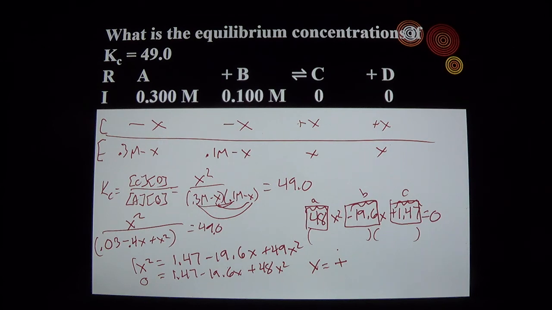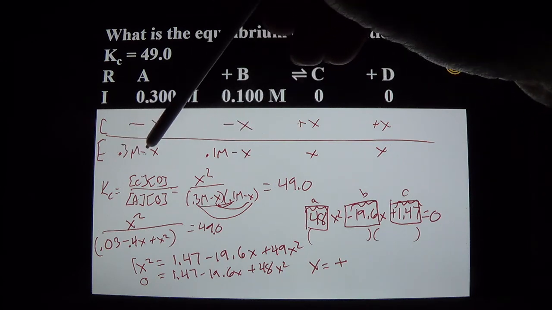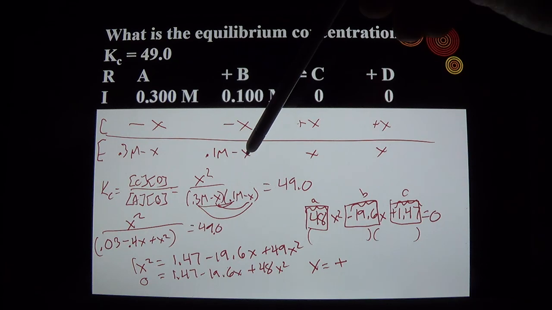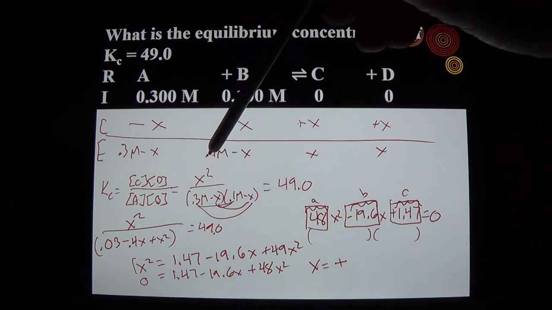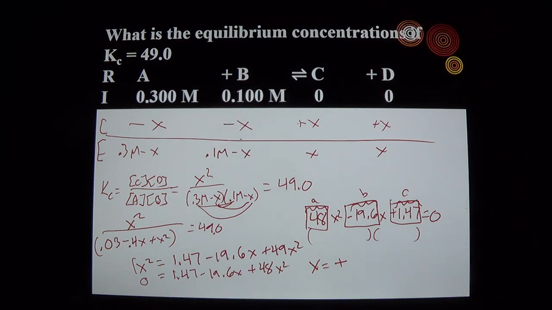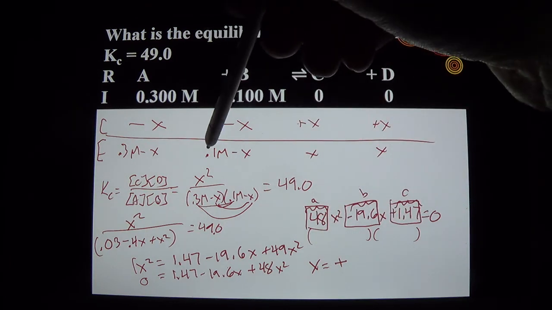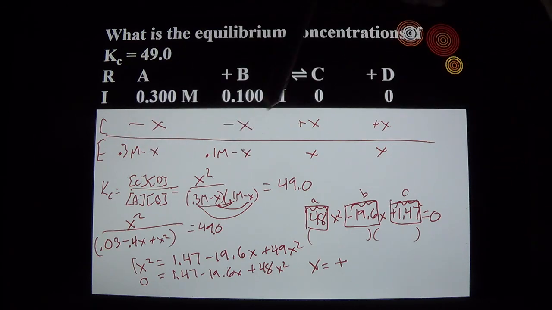However, check this out. We're going to be subtracting x from a 0.3 and a 0.1. So if I had a number bigger than a 0.1, I would also throw that out as illogical, because if I were to subtract here, I'd get a negative molarity. No such thing exists. So it's got to be a positive value for x from your quadratic equation solver that is less than your smallest initial amount, or you did something wrong.